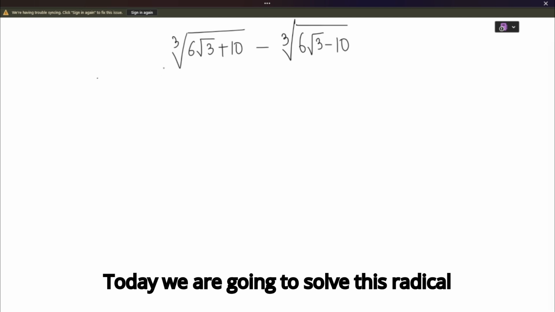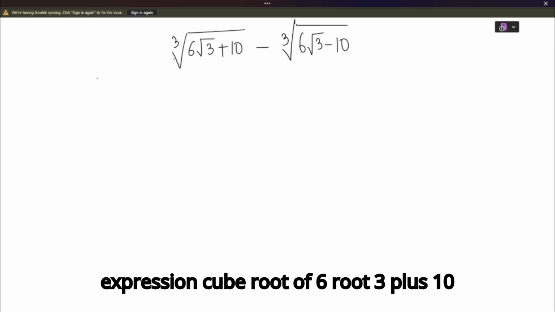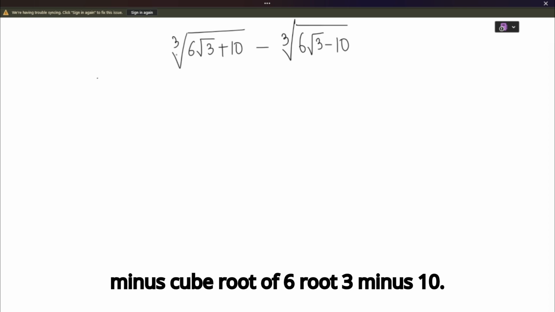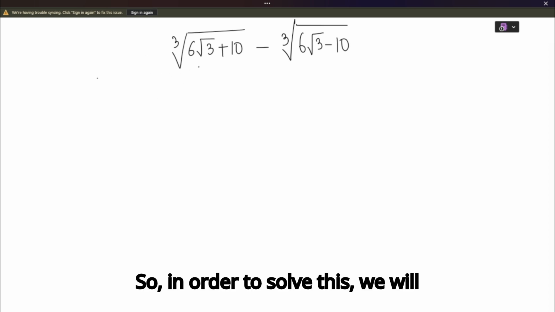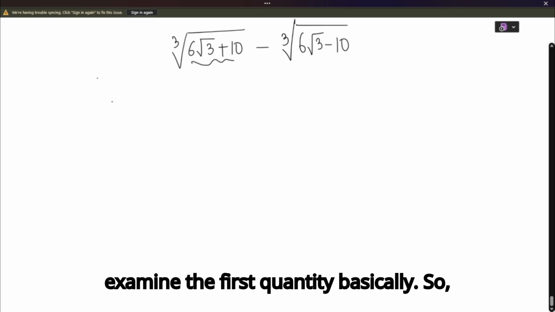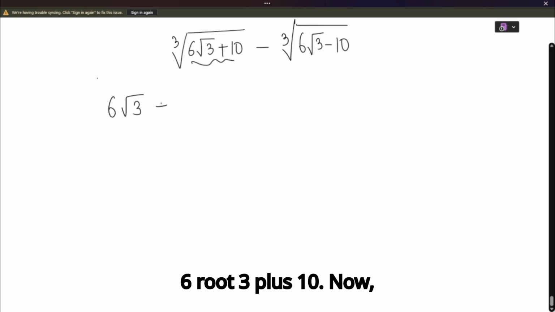Today we are going to solve this radical expression: cube root of 6 root 3 plus 10 minus cube root of 6 root 3 minus 10. So in order to solve this, we will examine the first quantity basically, 6 root 3 plus 10.